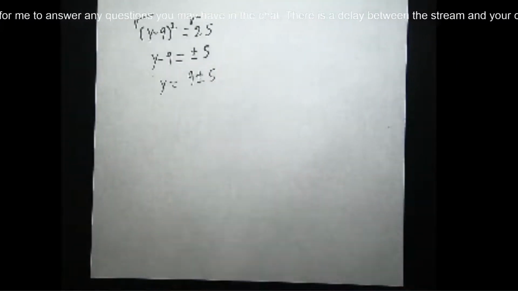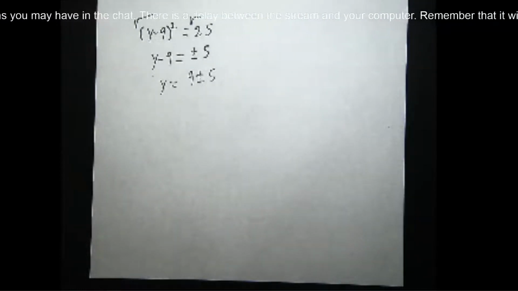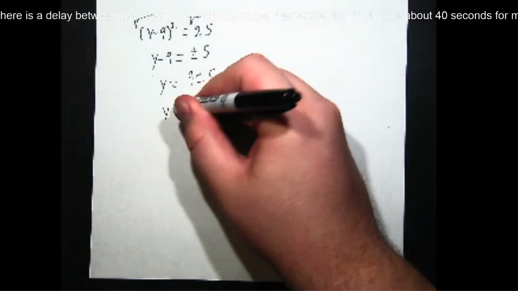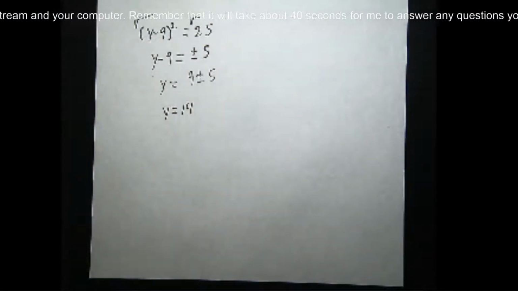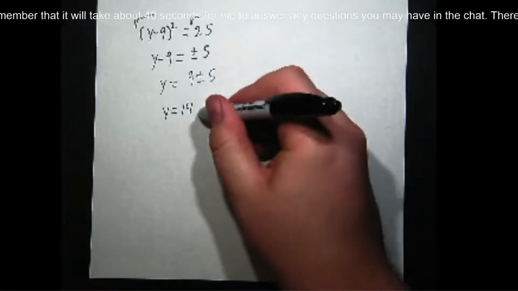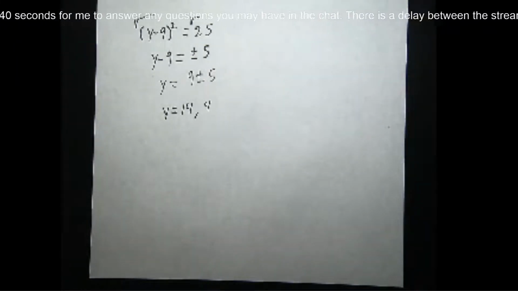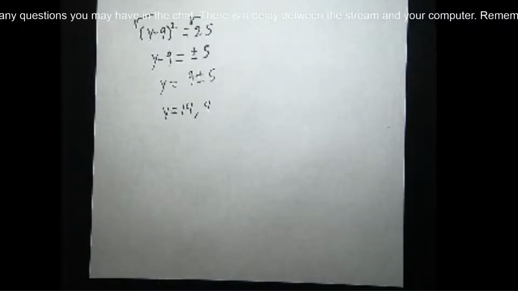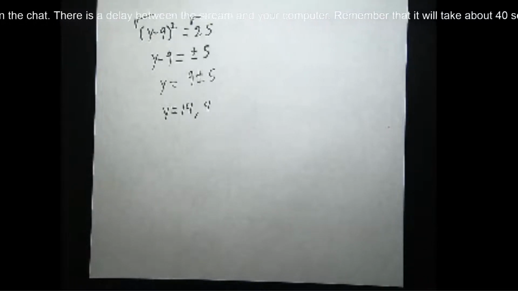Okay, well, we can find both of those answers. 9 plus 5, that's going to be 14. So y could be equal to 14. And then 9 minus 5 would be 4. So y could be 14 or 4. Any questions? None? Okay.